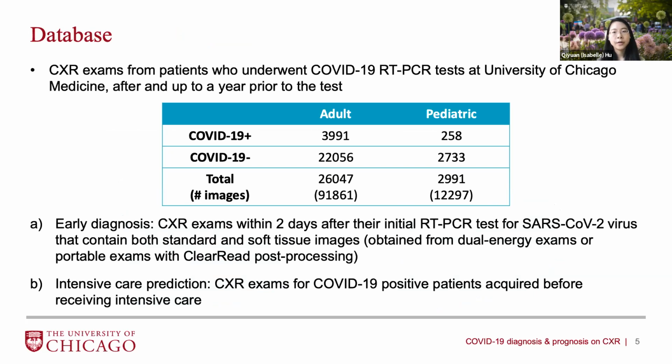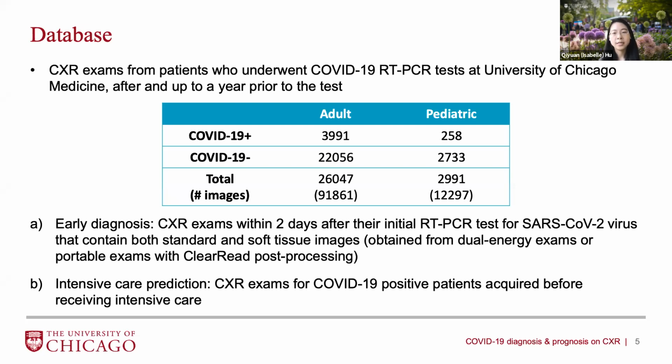We have been curating a large database since the beginning of the pandemic by consecutively collecting CXR exams of patients who underwent COVID-19 RT-PCR testing at UChicago Medicine sites. For the purpose of performing early diagnosis at patient presentation, we used a subset of the database that included the first CXR exam of each patient acquired within 2 days after their initial RT-PCR test for the SARS-CoV-2 virus.